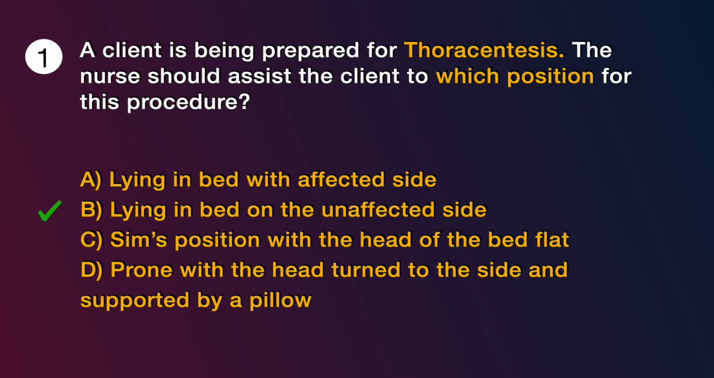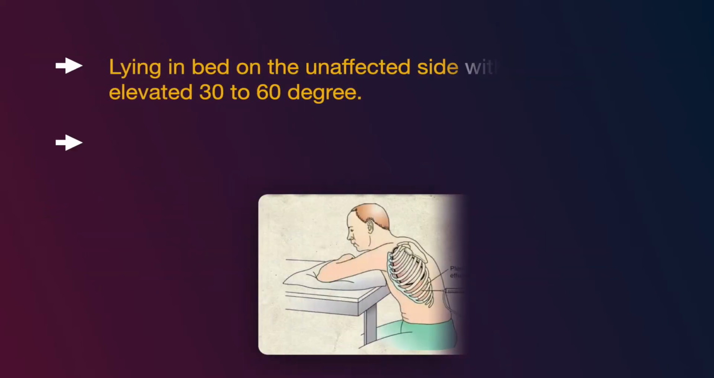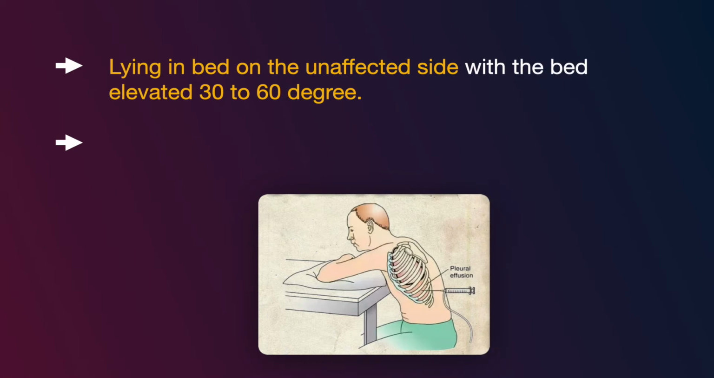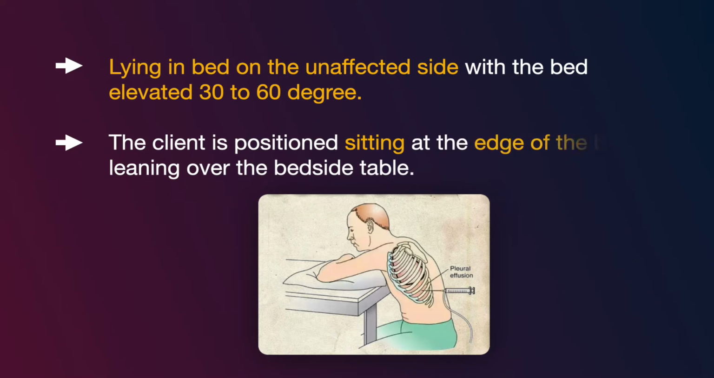So the correct answer is B, lying in bed on the unaffected side. The client should be placed lying in bed on the unaffected side with the bed elevated 30 to 60 degrees. Another position for this procedure is sitting at the edge of the bed, leaning over the bedside table. To facilitate removal of fluid from the chest, the client sits at the edge of the bed, leaning over the bedside table, with the feet supported on a stool.